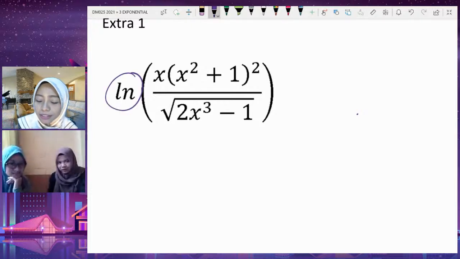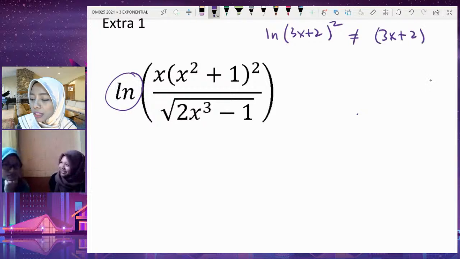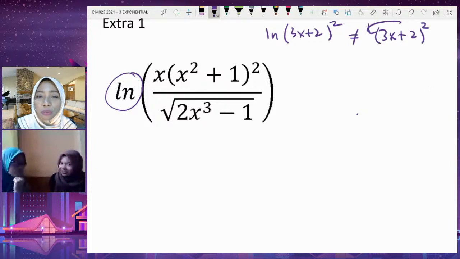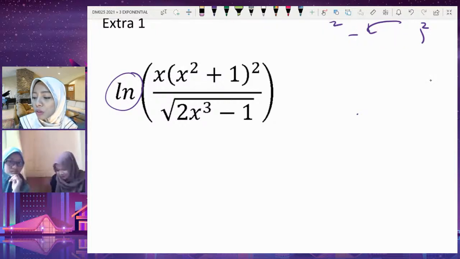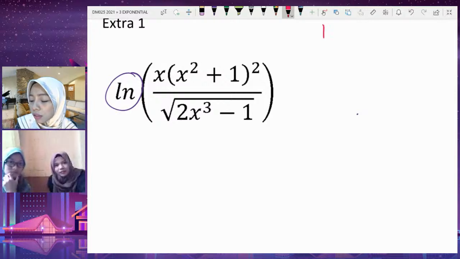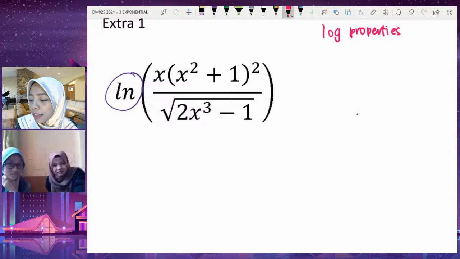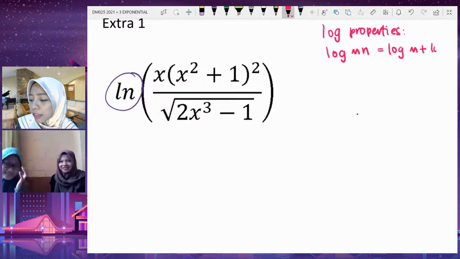Apa yang you buat? First ni you nampak apa? Ln. Dia tak sama. Sebagaimana you all solve (3x + 2)^2 tadi, tak sama dengan cara you solve ln. Ini you guna chain rule. Ini you guna properties of log. So now I am looking for properties of log. Okay, what kind of properties of log that we are going to use? Apa log properties? Exactly. So log mn equal to log m plus log n.